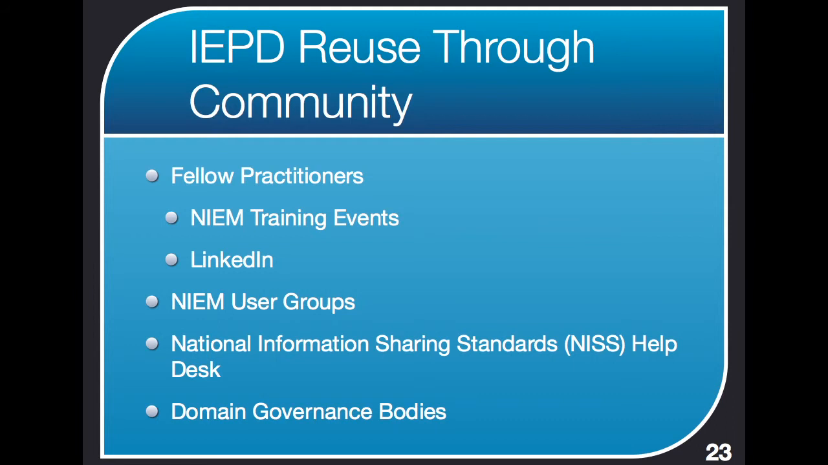Finally, in some cases, you can go to domain governance bodies. For example, if you're in the Children, Youth, and Family Services community, there's a governance body for that particular domain, and they're a source you could go to for more information about the domain. And if they don't know the answer, well, they can draw upon technical folks like me who can provide those answers. So there's a lot of different ways to find out about IEPDs other than just searching through online repositories.